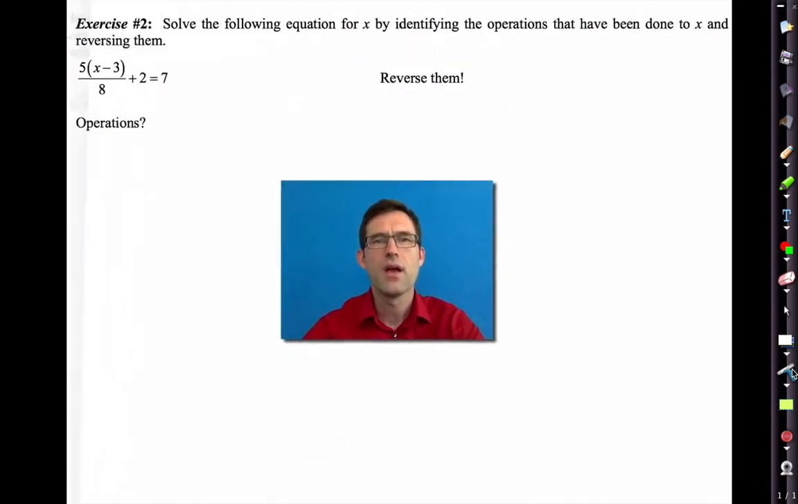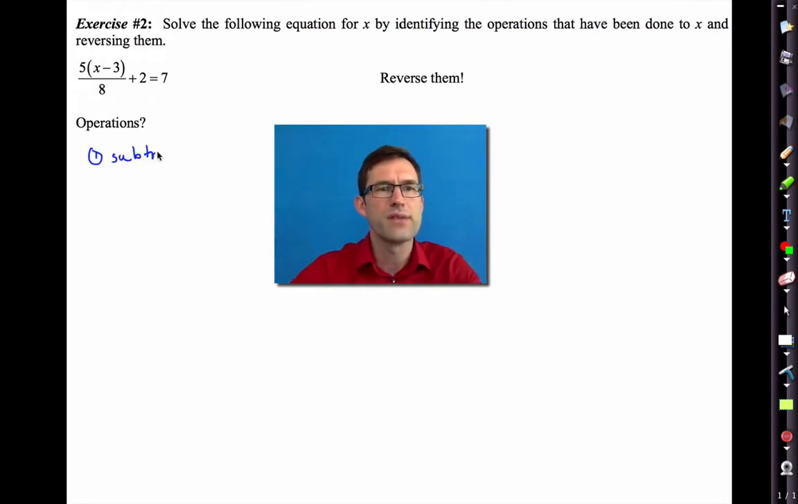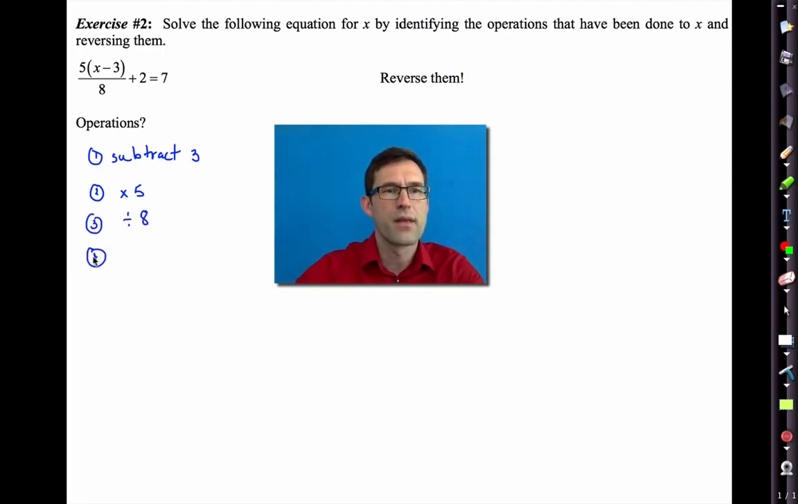Okay, so now let's get into some that are a little more complicated. This is very, very similar to what we did yesterday, right? We want to look at what's happened to x and just reverse everything, right? So what was the first thing? Let's see, we subtract 3. So we did this in the last lesson. We subtracted 3. Then we multiplied by 5. Then we divide by 8. And then we added 2.